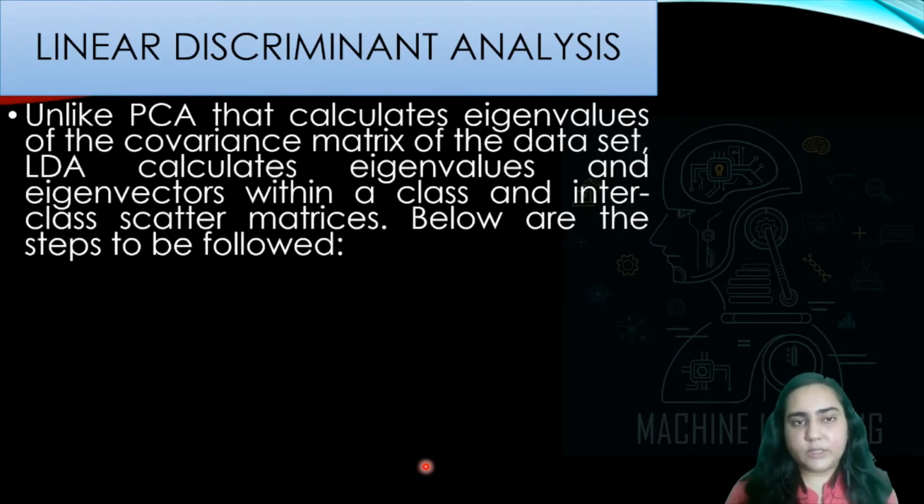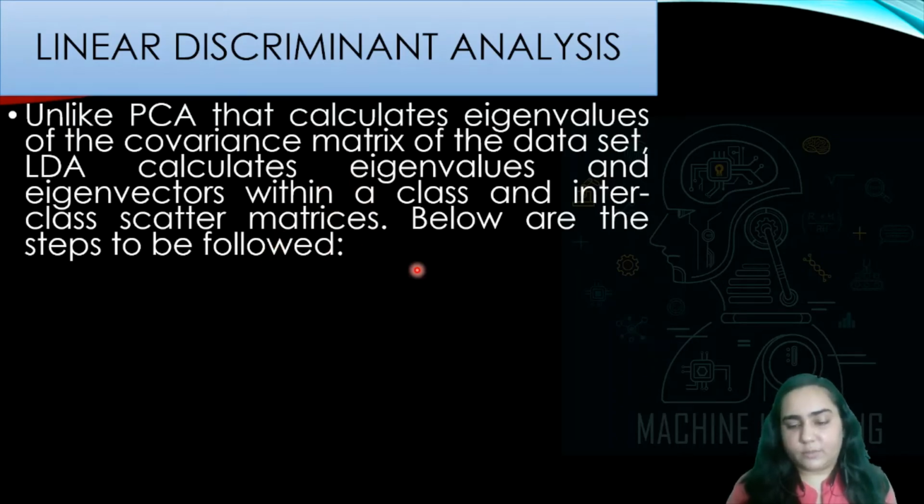And unlike PCA, which calculates the eigenvalues of the covariance matrix of the data set, LDA calculates eigenvalues and eigenvectors within a class and interclass scatter matrices. So what happens in LDA? It calculates the eigenvalues and the eigenvectors, but only within a class and interclass scatter matrices.